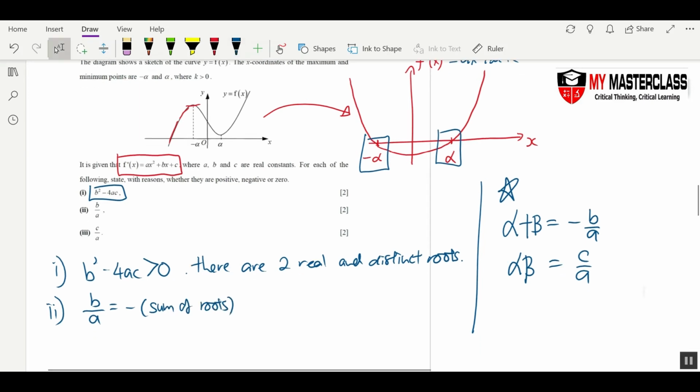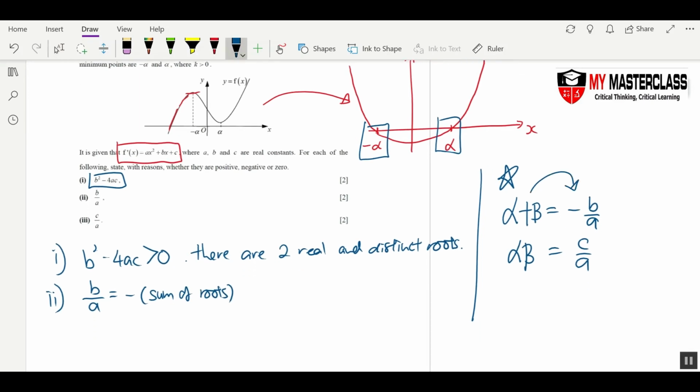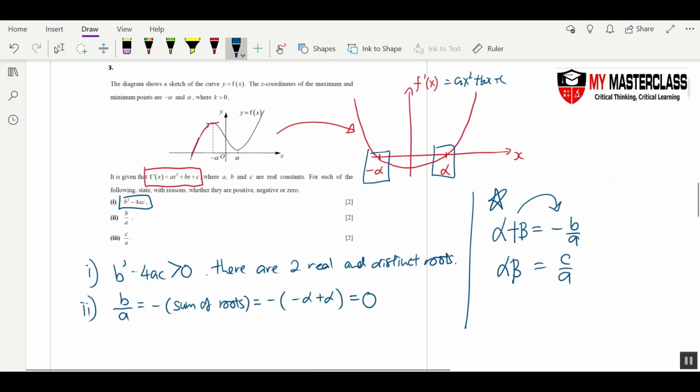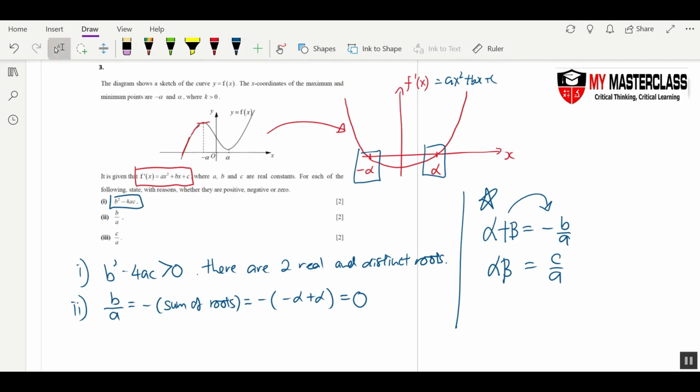Okay, why is it the negative of the sum of roots? Because the sum of roots is equal to negative b over a. So b over a is equal to the negative of the sum of roots. Okay, so what is the sum of roots? The roots are negative alpha and alpha. Then what is this equal to? 0. Okay, so a question like this, the same question probably may not happen ever again. But just to invoke your thinking that when you see this kind of graph, dy/dx, think of the turning point. Okay, and see how you can relate yourself.